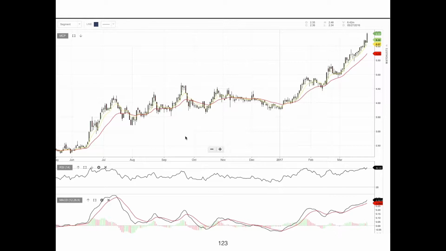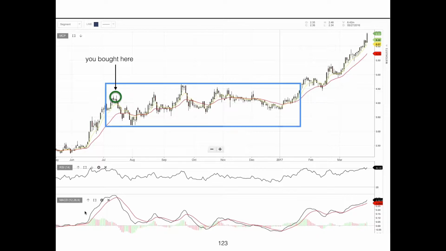So in July 2016, you bought MCP at this price point because you saw that prices were making higher lows and that it had been making higher highs. However, in the following days, price stopped moving up and started to go sideways. You realize that you are stuck in this consolidation box. You have no idea where MCP will be going in the short-term or medium-term future.